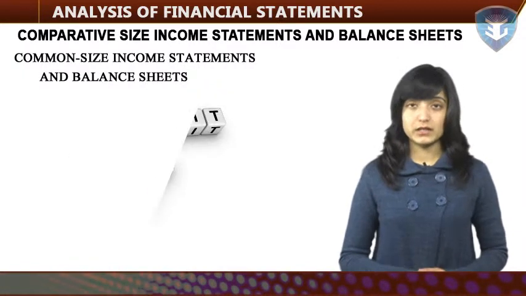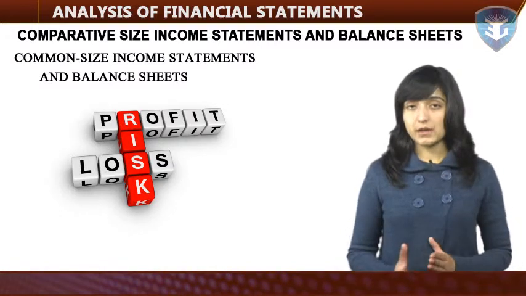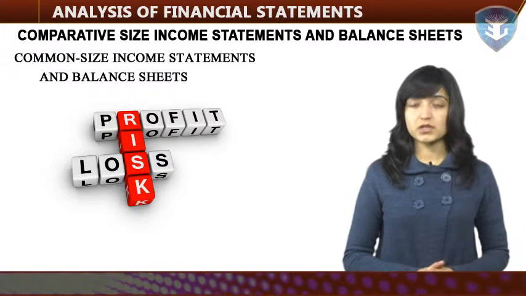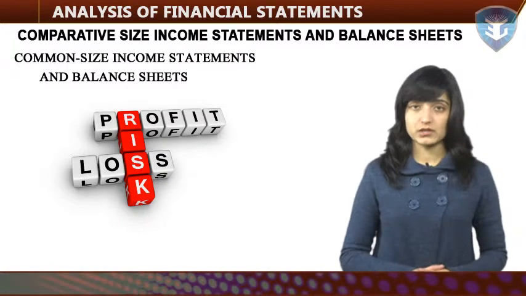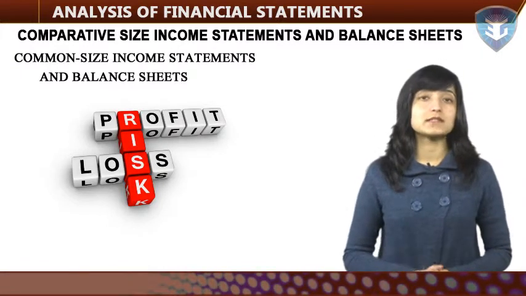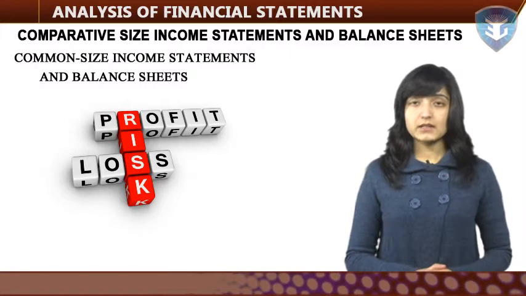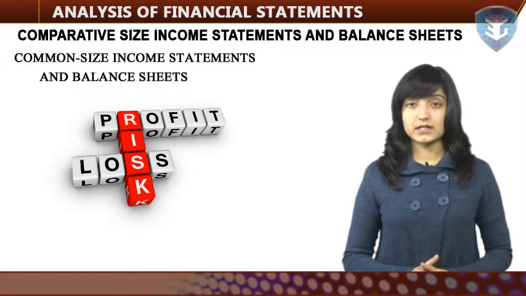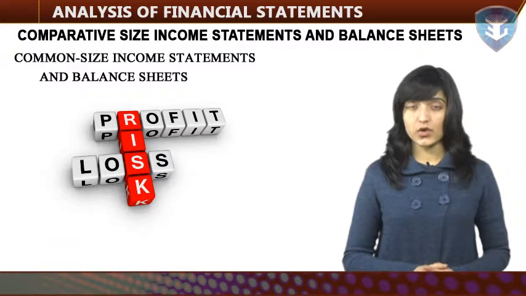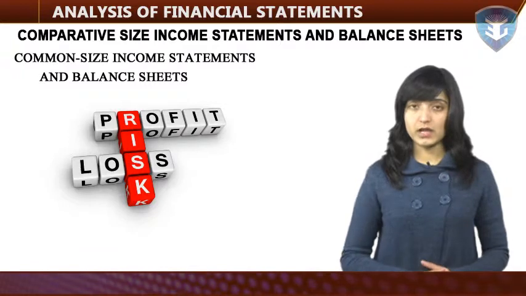Common size income statements and balance sheets. The common size statements, balance sheet and income statement, are shown in analytical percentages. The figures of these statements are shown as percentages of total assets, total liabilities and total sales respectively. Take the example of the balance sheet. The total assets are taken as 100 and different assets are expressed as a percentage of the total. Similarly, various liabilities are taken as a part of total liabilities.